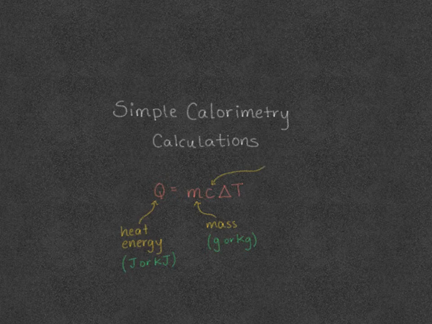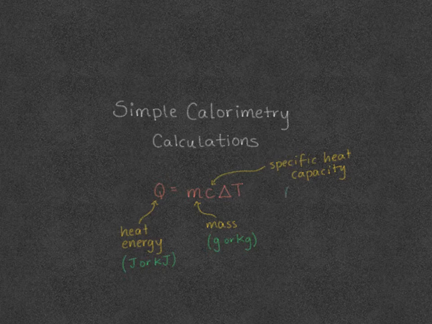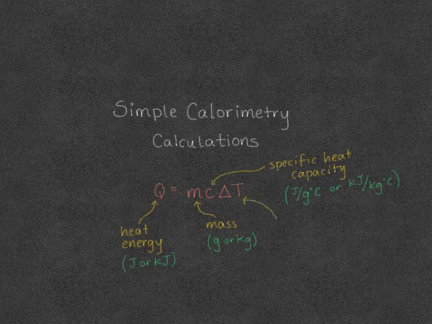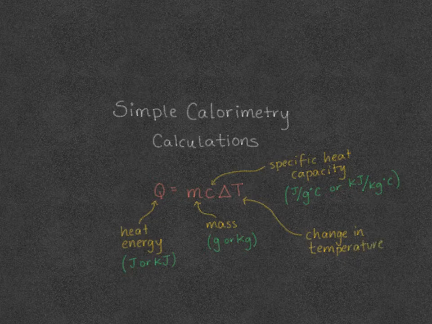C is our specific heat capacity. And the specific heat capacity will be measured in joules per gram degrees Celsius or kilojoules per kilogram degrees Celsius. And then lastly, we have delta T, which is our change in temperature. And that's going to be measured in degrees Celsius. So change in temperature is always TF, so the final temperature, minus TI, the initial temperature, in degrees Celsius.